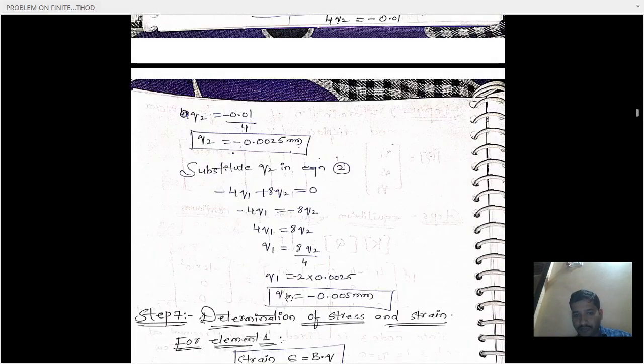Okay, here 4q1 plus 8q2 equal to 0. 4q1, how much, dear? 4q1 as it is, if it is positive and moved toward the right side, it will become minus. This minus and this minus will cancel. The remaining should be 4q1 equal to 8q2, so q1 is equal to 8q2 by 4.